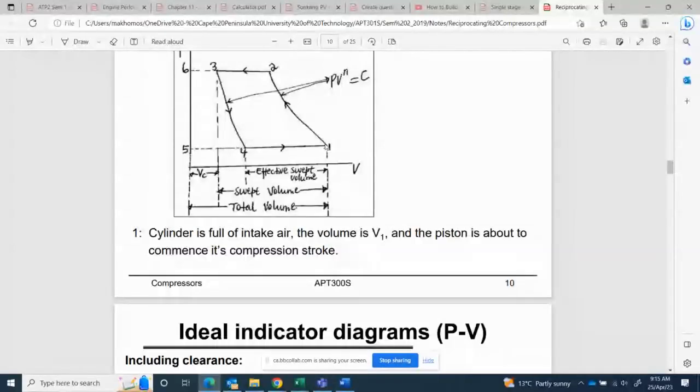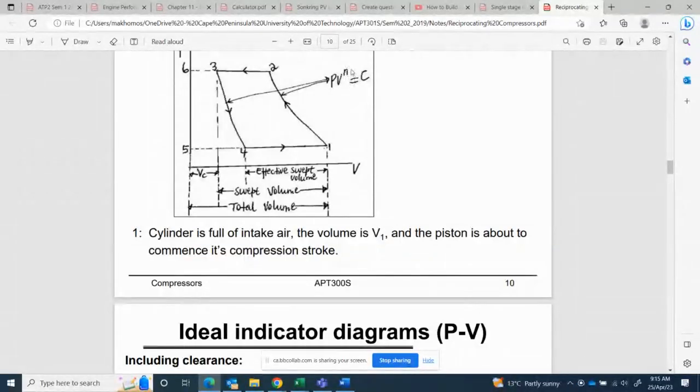I'm saying that at point number 1, we start with compression. Compression takes place according to the polytropic process. Normally, this n will always be given. Unlike gamma for air, we know that it's 1.4. So this n for compressors changes.